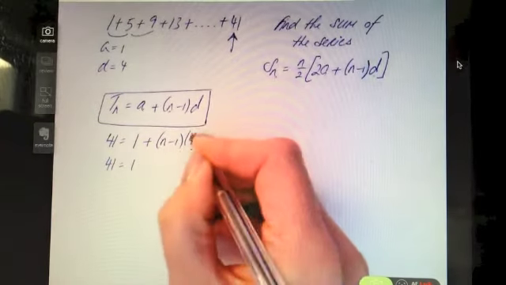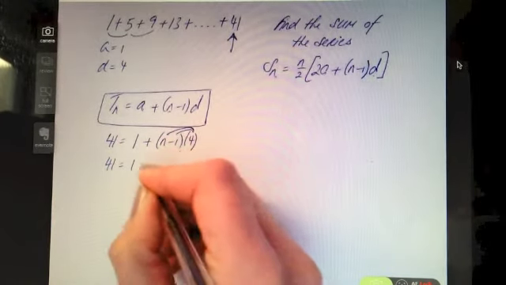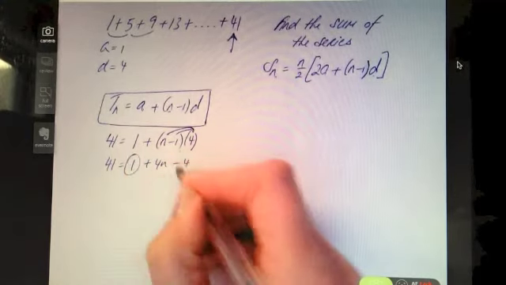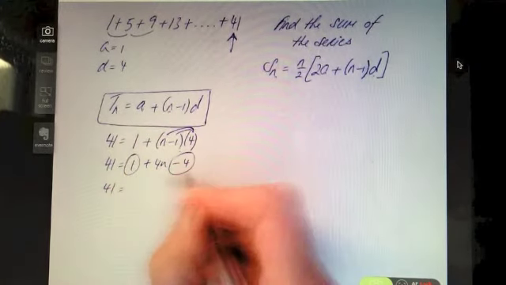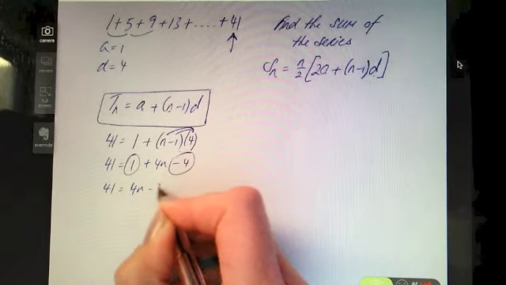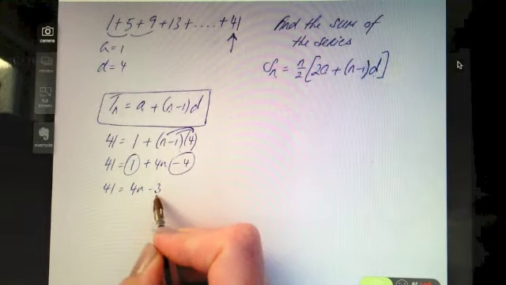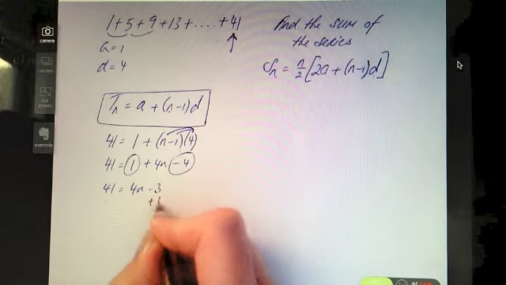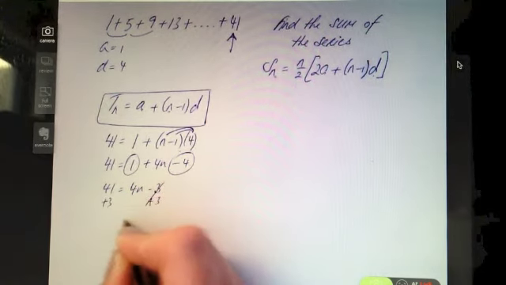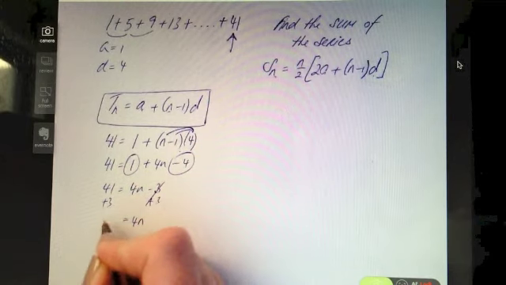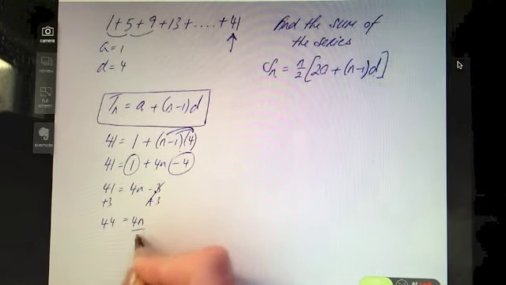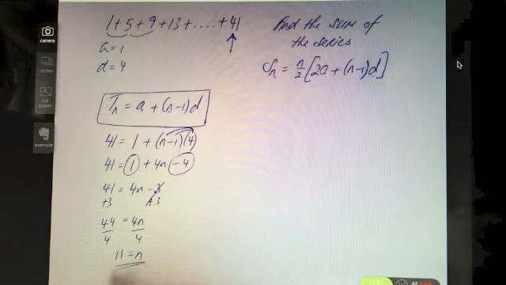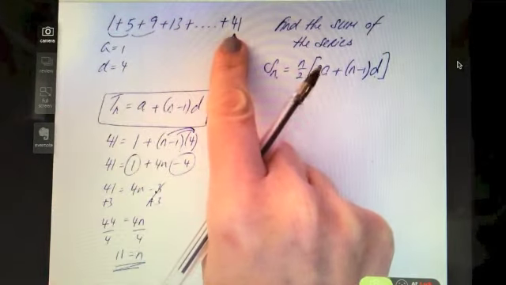then what I have here is, when I multiply this out, 4 times n is 4n, 4 times minus 1 is minus 4, add together your number work and we get 1 minus 4 is minus 3. So 4n minus 3 on the right hand side is this tidied up. And if I solve this equation, then add 3 to both sides, what I end up with is 4n is equal to 44, and divide both sides by 4. I have n is equal to 11. So it's the 11th term.